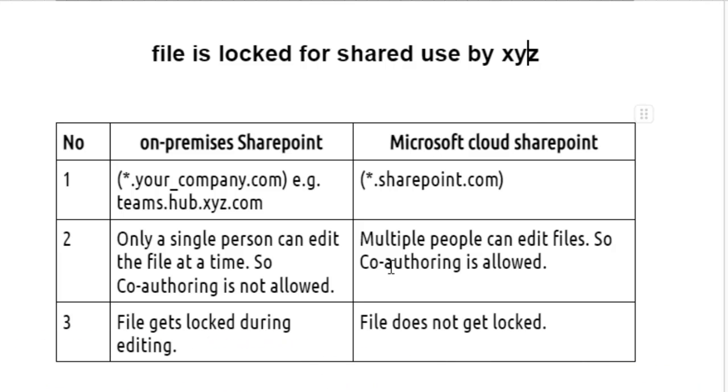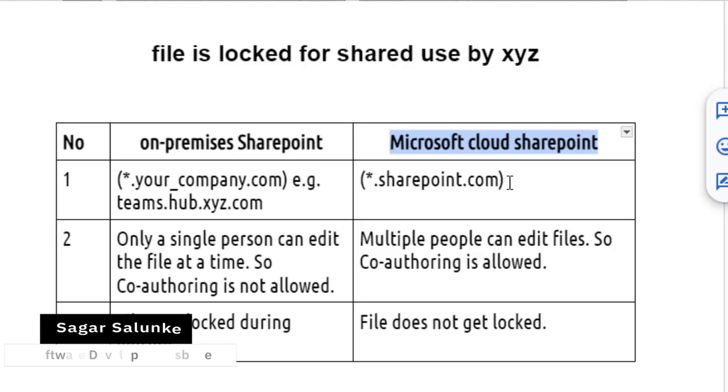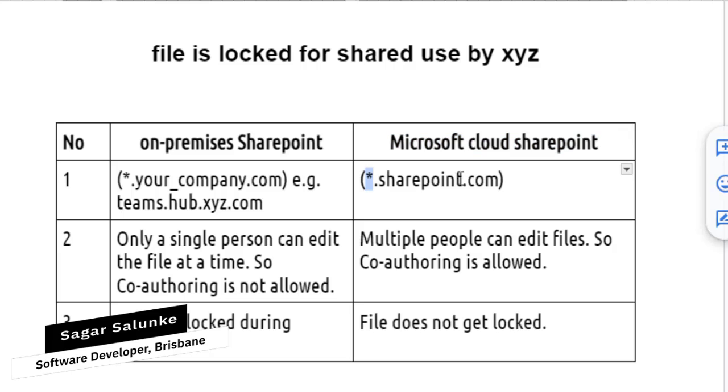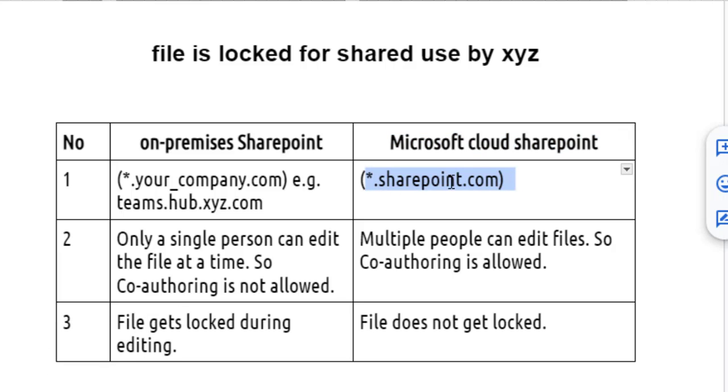Now there are two types of SharePoints provided by the Microsoft. First one is on-premises SharePoint and second one is Microsoft Cloud SharePoint. In Microsoft Cloud SharePoint, what happens is that all your files are stored on the Microsoft data center and the URL looks like this: star.sharepoint.com. For example, if your company name is say XYZ, then it will be xyz.sharepoint.com. So you can see that those files are stored in the Microsoft data center.